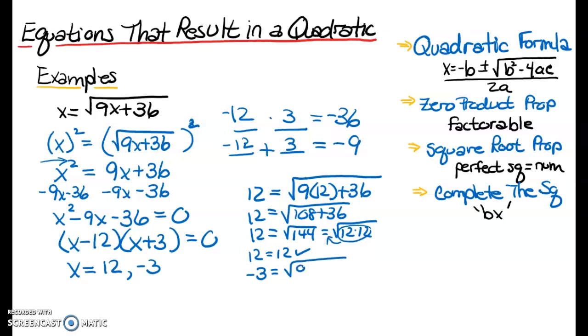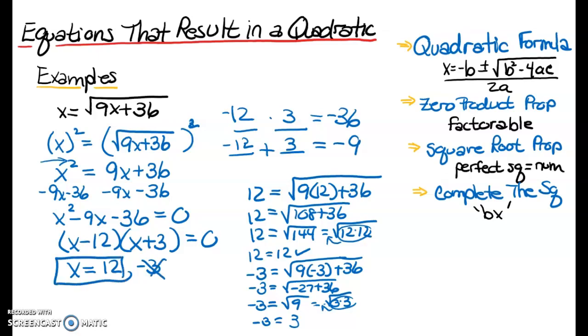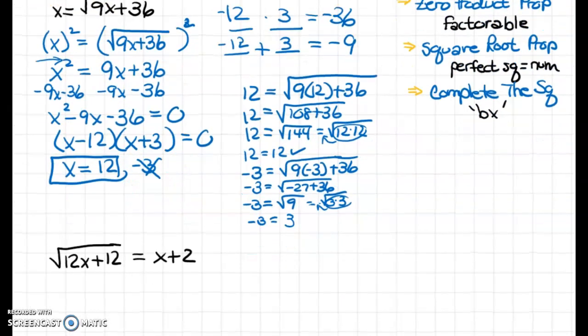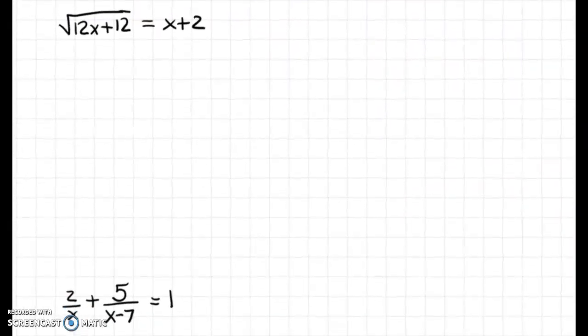Equals 9 times negative 3 plus 36, equals negative 27 plus 36, equals 9. I know the square root of 9 is 3 times 3. I'm going to pull that 3 out. Negative 3 does not equal 3, so this one does not work. We end up with only one answer in this problem. So let's move on to the next one.